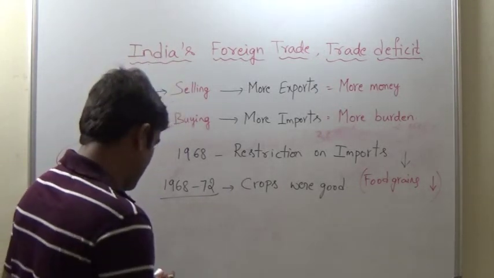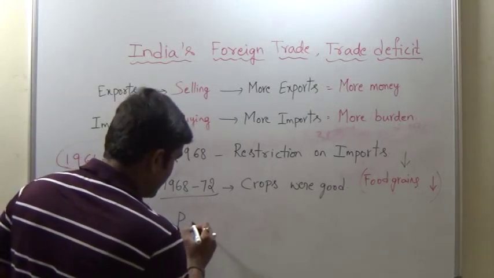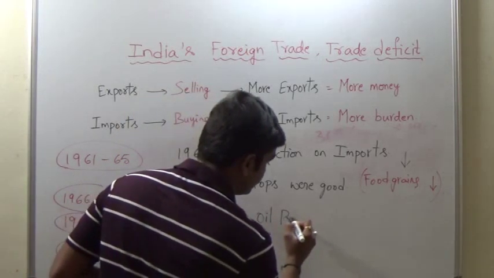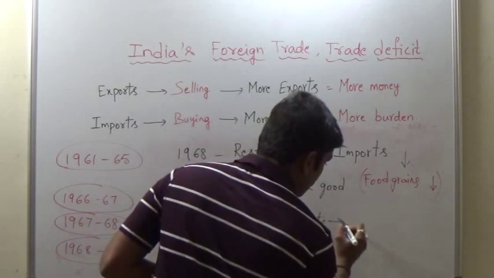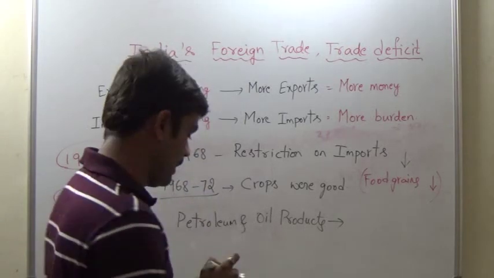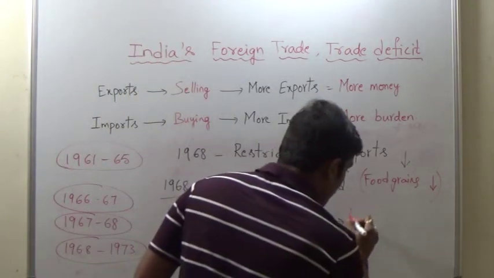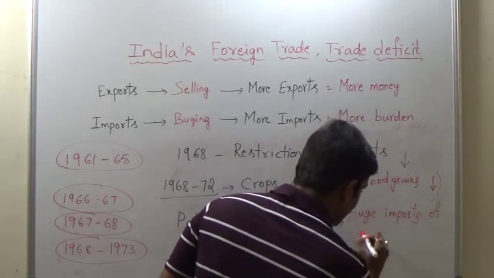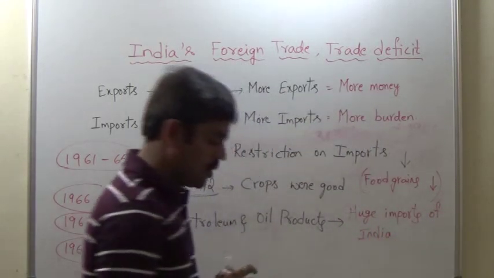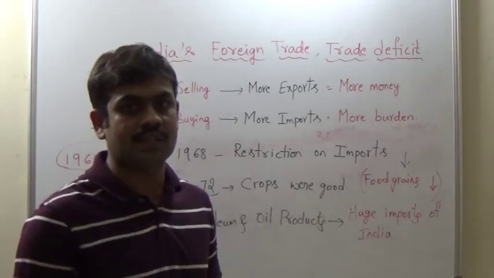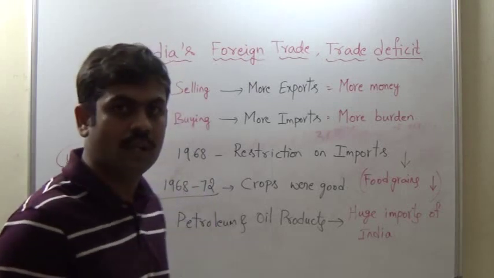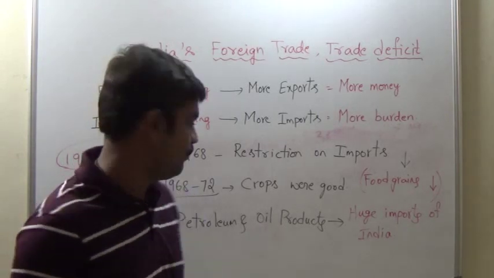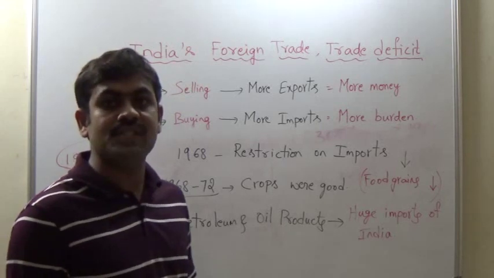Then, you know one thing, petroleum and oil products are the huge imports of India from the beginning. But God blessed India with around $5 billion of natural gas reserves and petroleum reserves near its coastal line. We call that the Bombay High, which was discovered by ONGC of India.